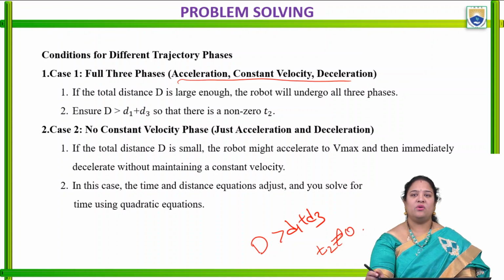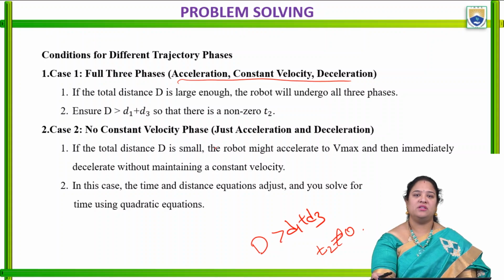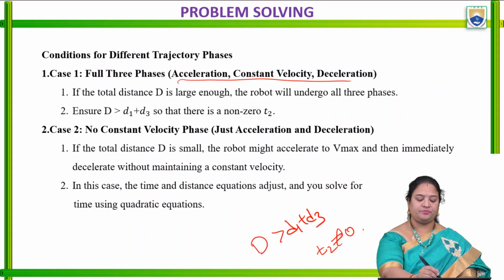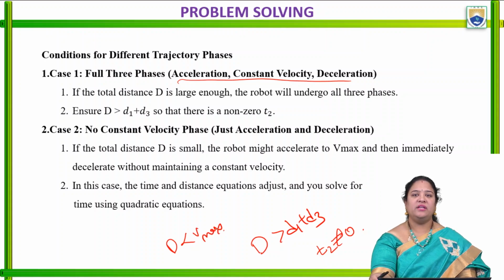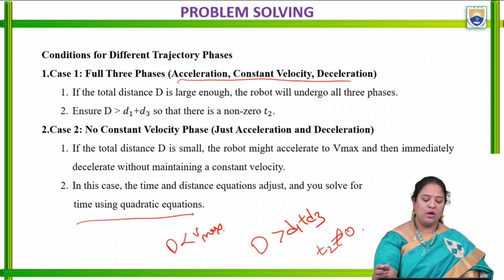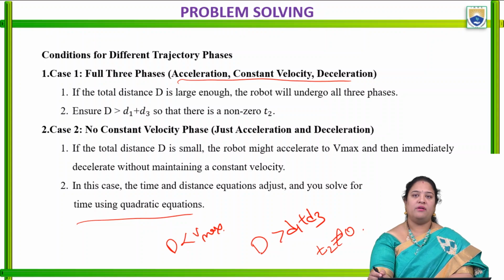And when we are considering only acceleration and deceleration without the constant velocity, the total distance is small. D will be smaller than Vmax. Right? The robot might accelerate to Vmax and then immediately decelerate without maintaining a constant velocity. In this case, the time and distance equations adjust, and we can solve the quadratic equation.